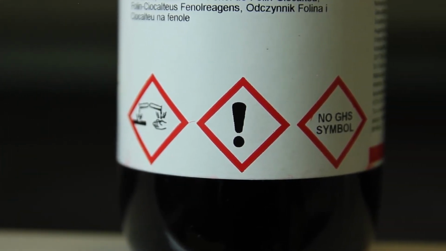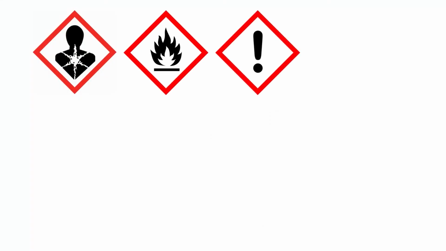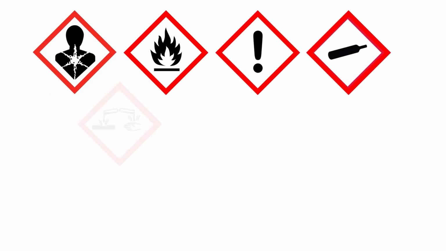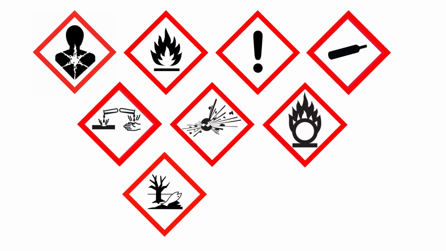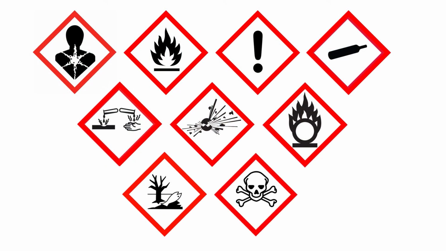Pictograms consist of a symbol on a white background, framed in a red border. Each pictogram represents a specific hazard. Health, flammability, toxicity, compressed gases, skin and eye protection, unstable explosives, oxidizers. An oxidizer is a chemical that initiates combustion through the release of oxygen. Environmental hazards and acute toxicity.